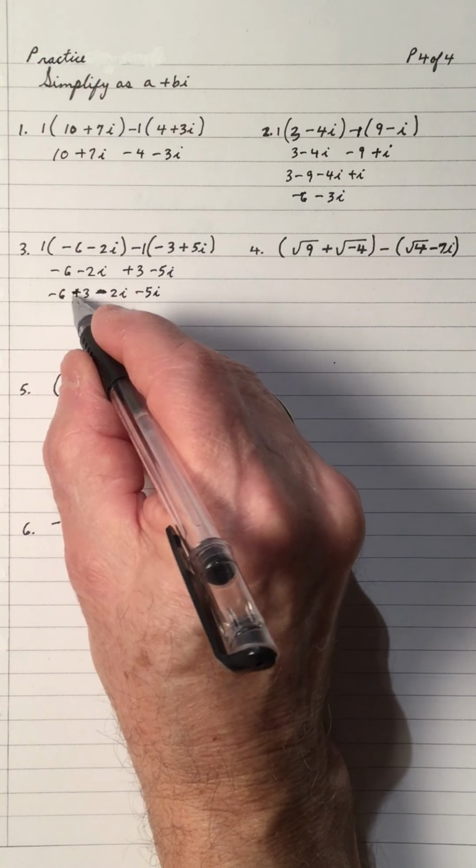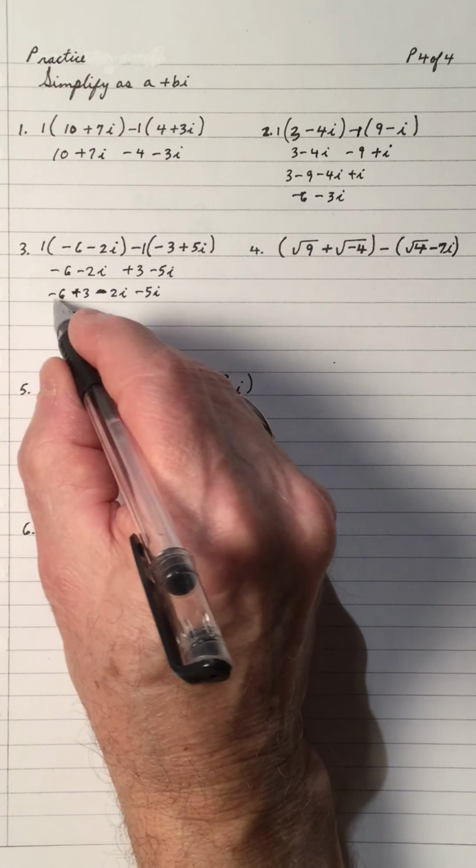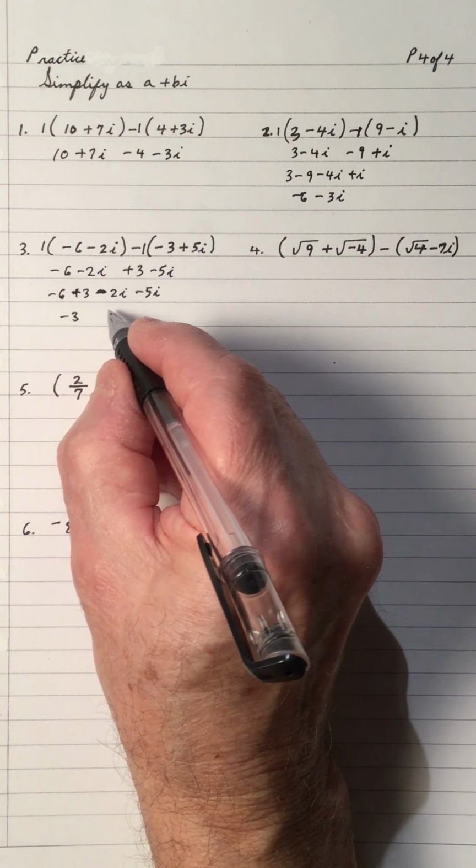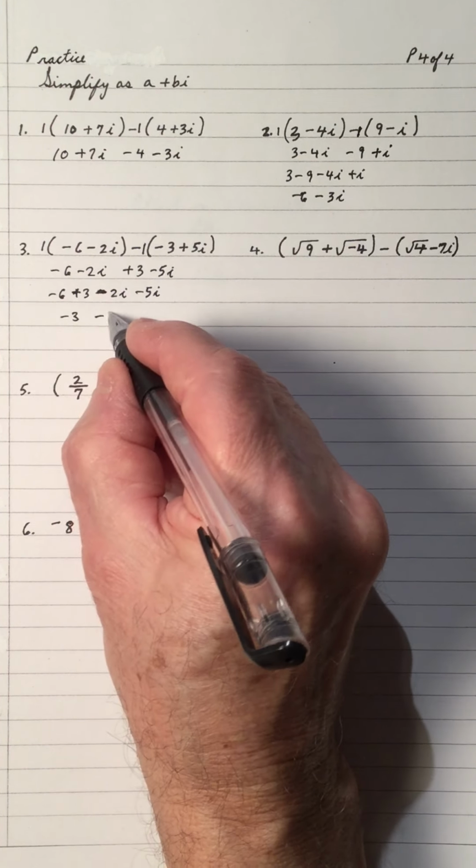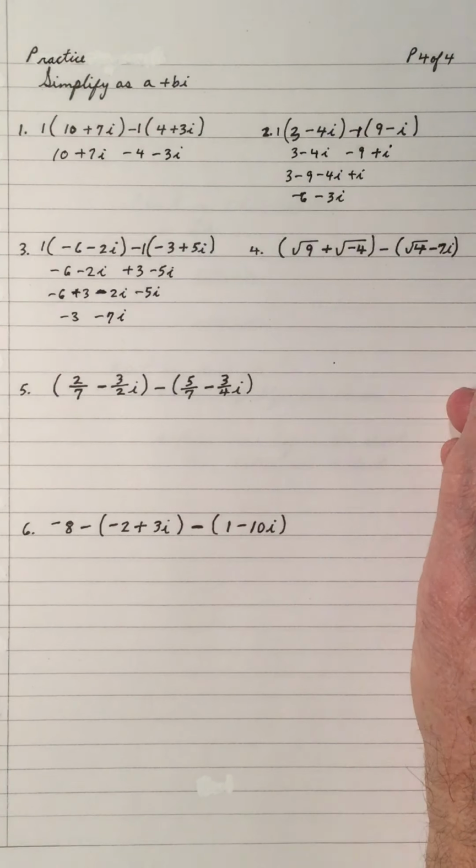So again, when I'm grouping, I don't change the signs. Add -6 and 3 is -3. -2i and -5i is a -7i.